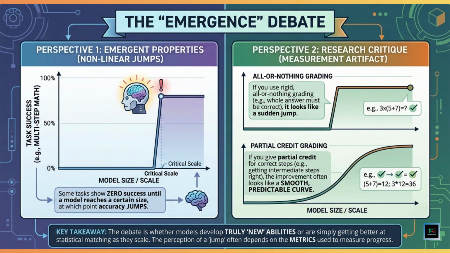Many researchers argue that this emergence is often an artifact of how we measure success. If you use all-or-nothing grading, it looks like a sudden jump. If you give partial credit for correct steps, the improvement often looks like a smooth, predictable curve.